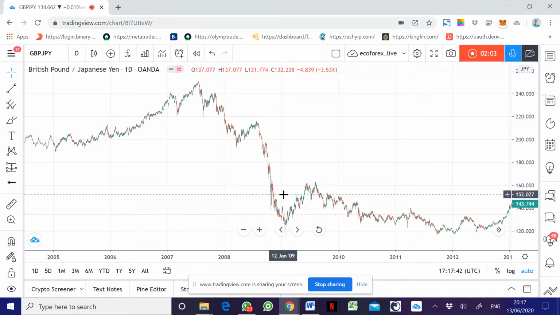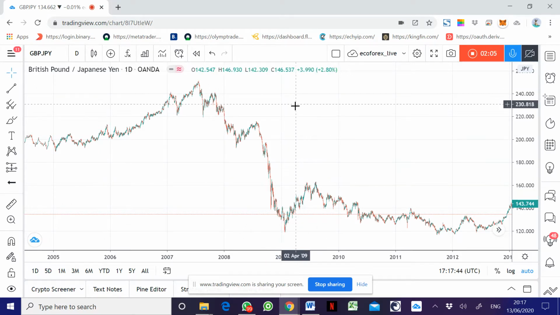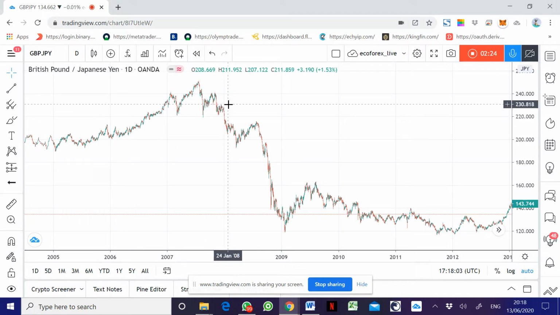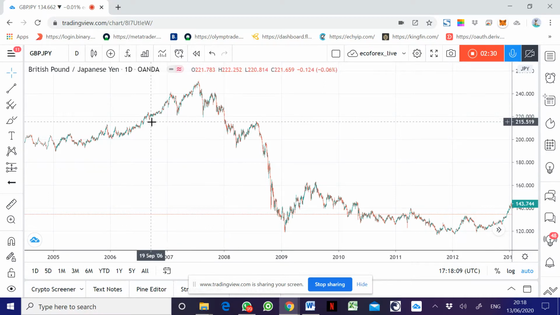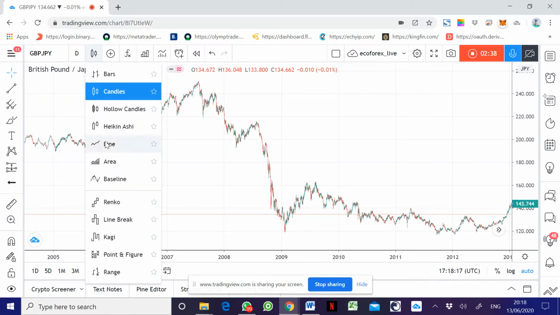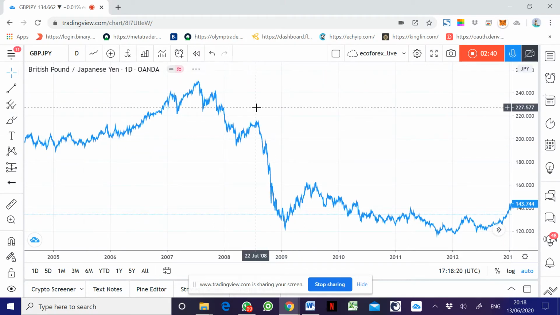Remember one thing: these are the conditions you should follow when you want to draw support and resistance, and find the zones. Number one, you start with the higher time frame chart. You can start with a daily chart, 4 hour chart, 1 week chart, 1 month chart, and so on. Number two, use a line chart to find the zones. So I'm switching on to line charts.